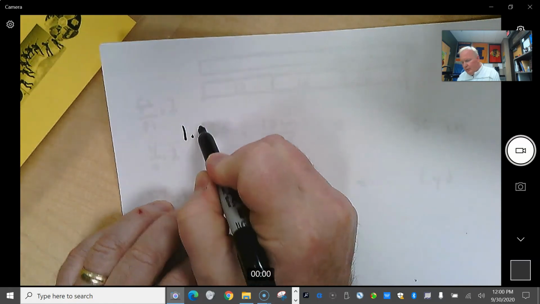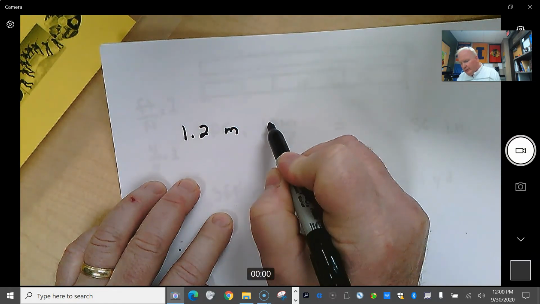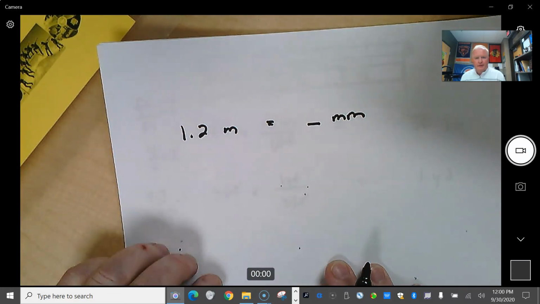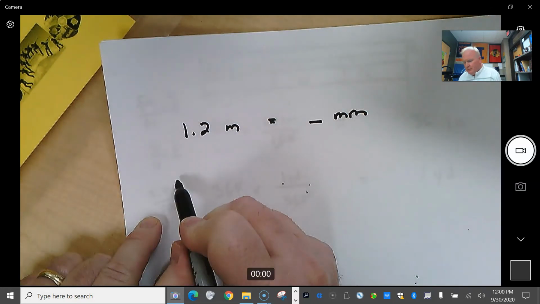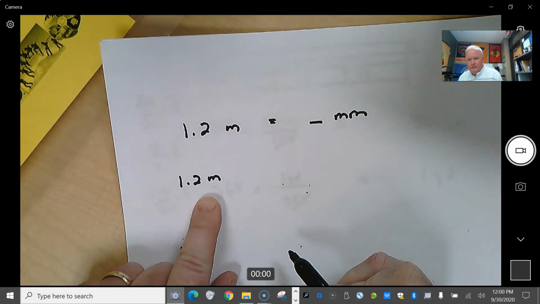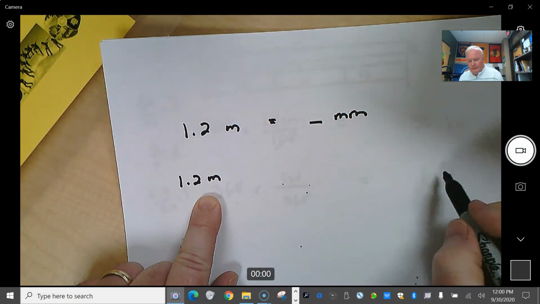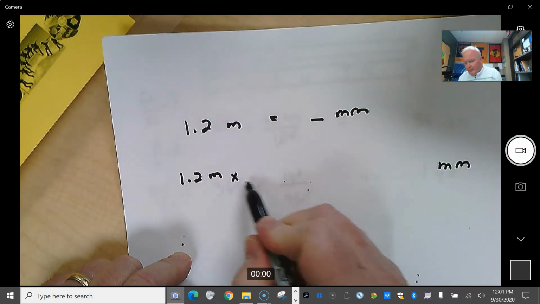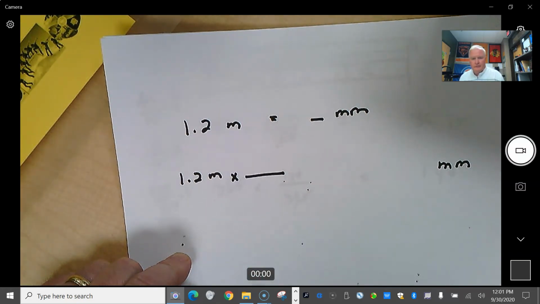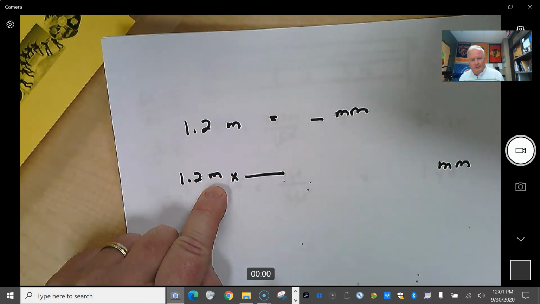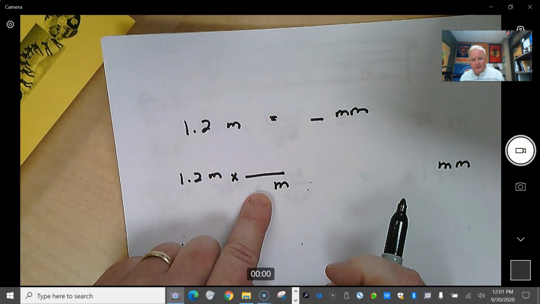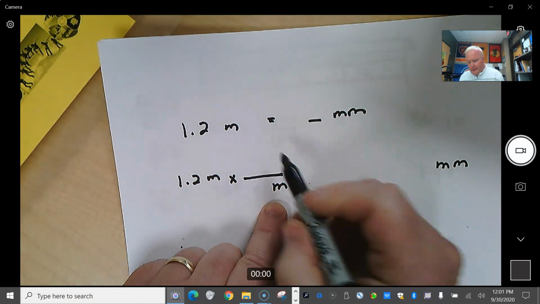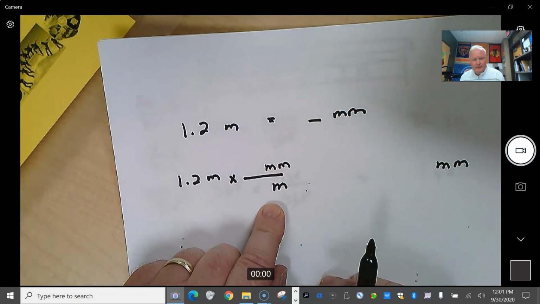Okay, 1.2 meters, and they want to know how many millimeters that is. Right? 6-step process. Take what we're given, write it down, 1.2 meters. Take what our goal is, put it over here, millimeters. Right? That's step 1. Step 2, build a conversion factor. Step 3, we want to get rid of meters, so we put that opposite of our given, right? So we can cancel it out. We want to get to millimeters, so we put that on the top, right?